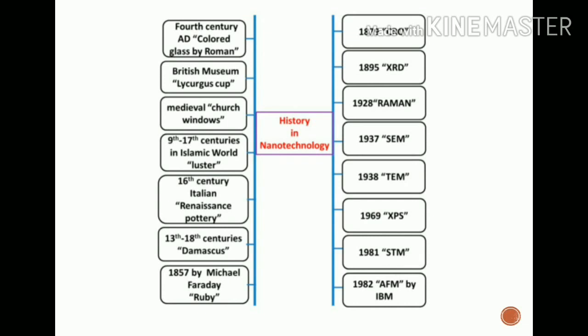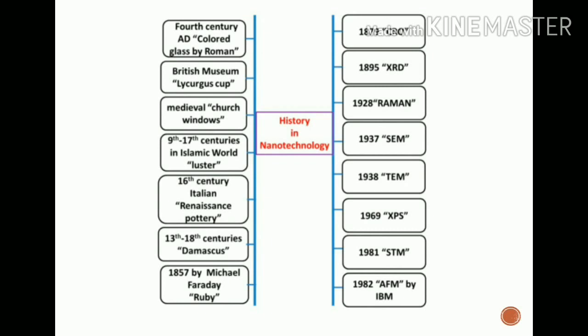In 1857, Michael Faraday used ruby nanoparticles for his research. In 1979, the CRO was developed. In 1895, X-ray diffraction was invented. Later, in 1928, Raman spectroscopy was invented. In 1937, the scanning electron microscope evolved.